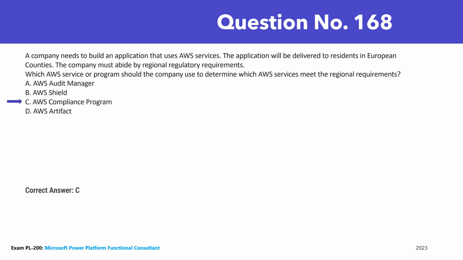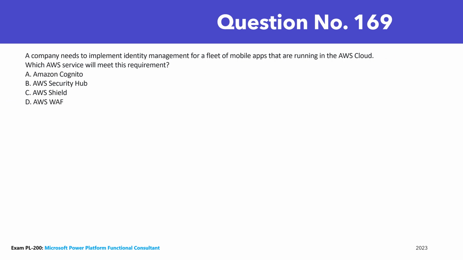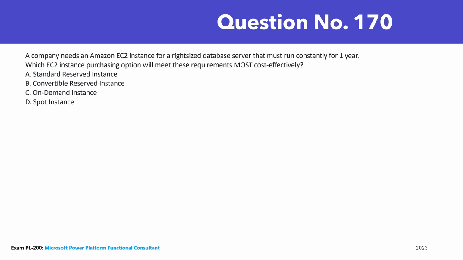A company needs to implement identity management for a fleet of mobile apps that are running in the AWS Cloud. Which AWS service will meet this requirement? A. Amazon Cognito. B. AWS Security Hub. C. AWS Shield. D. AWS WAF. Correct answer, A.